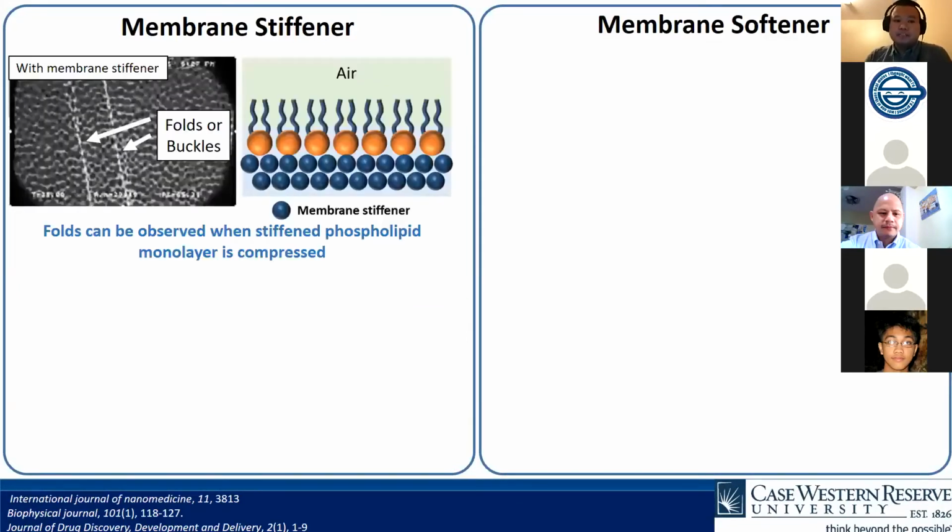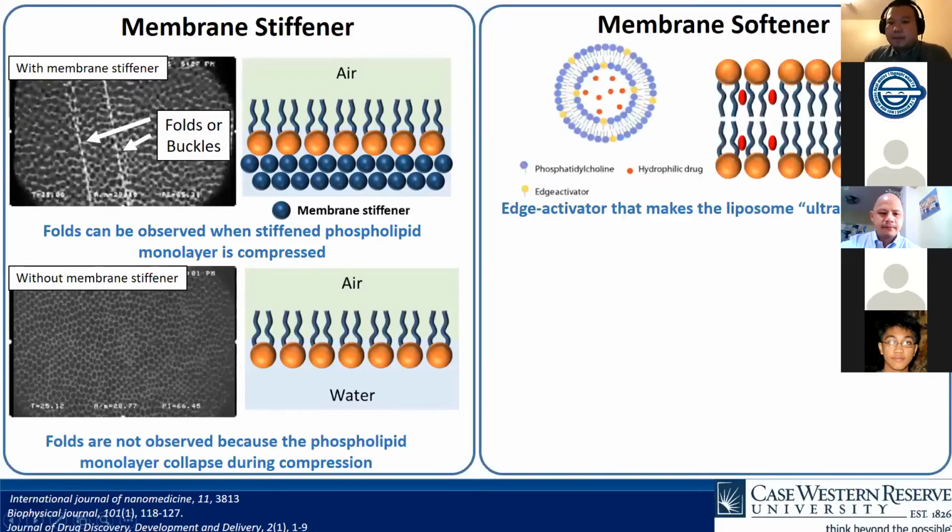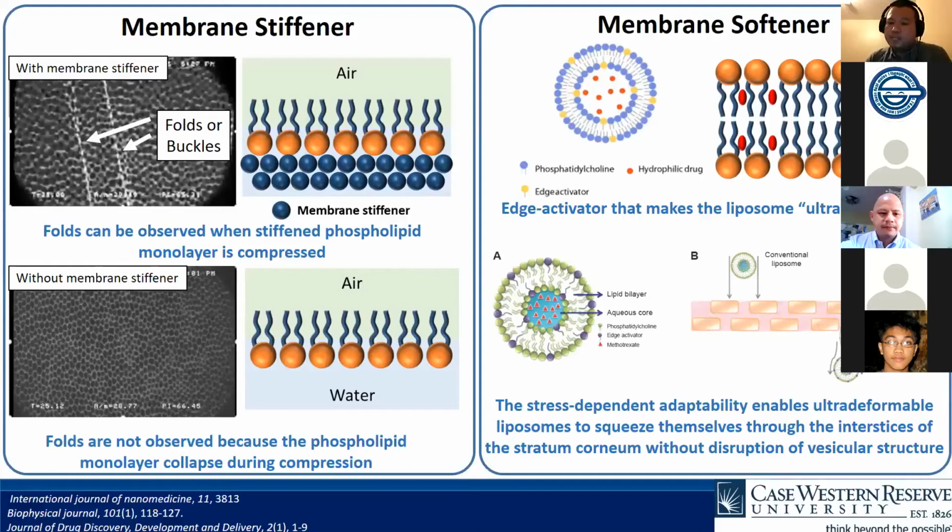The membrane stiffener enables folding when you compress a monolayer of phospholipid at the air-water interface, and this cannot be done if you don't have any membrane stiffener. On the other hand, membrane softener has been used to transform liposomes into ultra-deformable liposomes, capable of squeezing through narrow openings without disruption of their vesicular structure. So we wanted to investigate how the membrane stiffener and the membrane softener affect nanobubble stability.